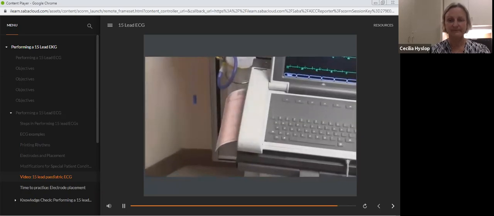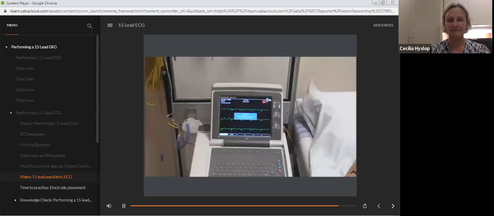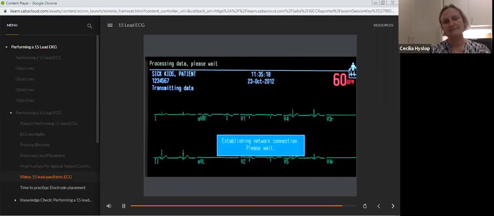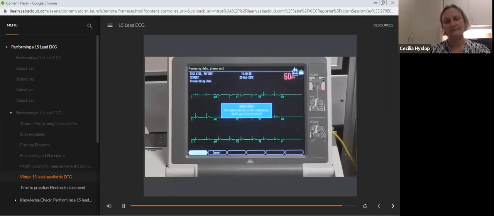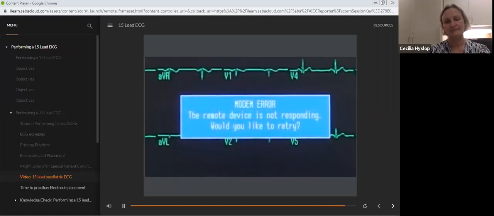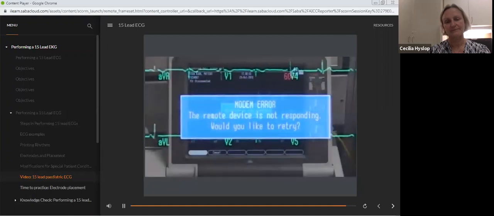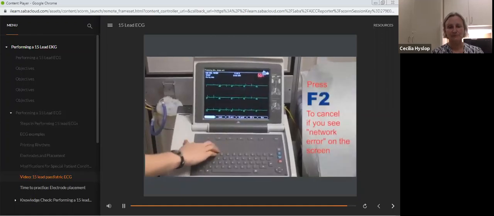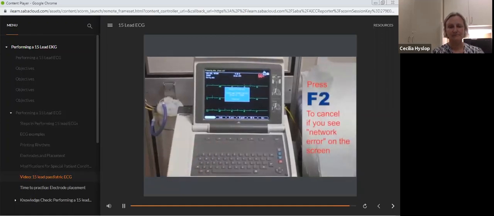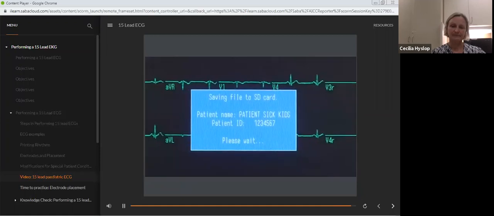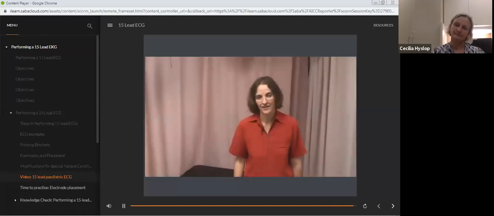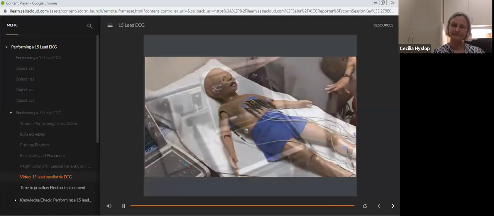The record will now attempt to transmit. You must ensure that the transmission is complete before you turn off the machine. Sometimes you will have a modem error displayed. This is due to difficulties with interference in the room or a problem with the wireless network. If you see this error, you will press Cancel, which is F2. This will save the record onto the disk. This will later need to be transmitted into the database system. This concludes our basic introduction to pediatric ECGs.